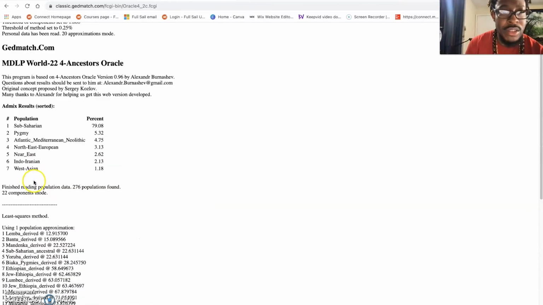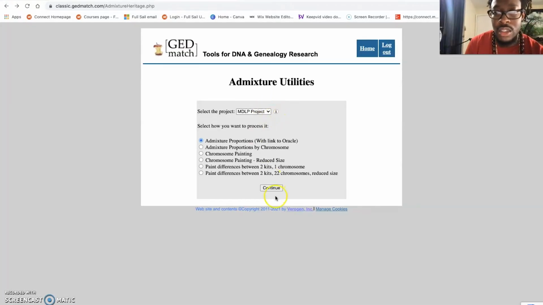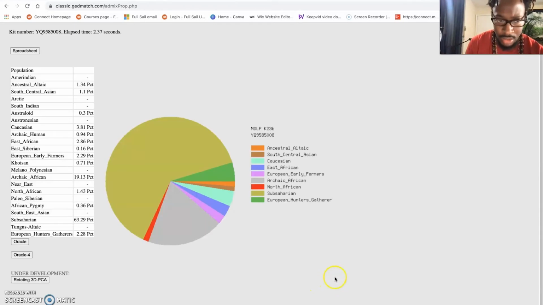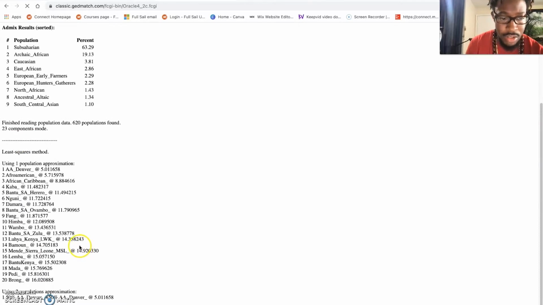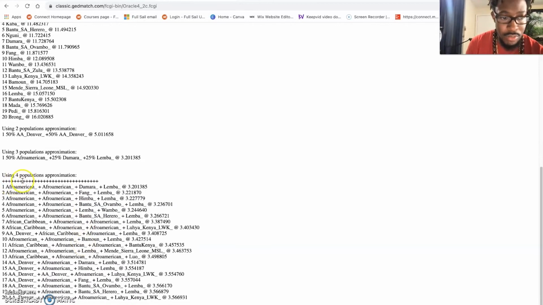So let's go to another one. 23b. Check that one out. Go down to Oracle 4. Remember, using the 4 population approximate, it gives you the lowest distance. So now we got 3.2. African Americans popping up. Damara, Limba is still in there.